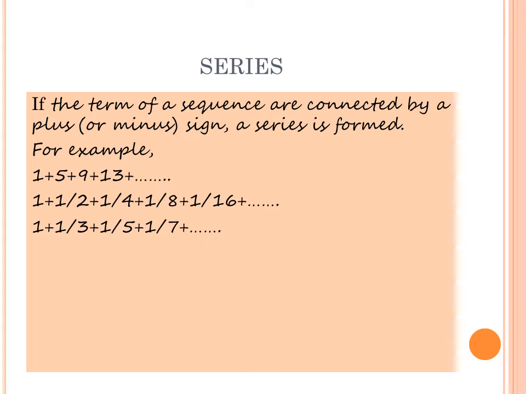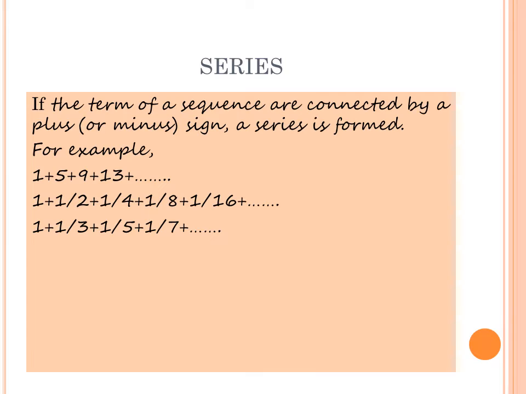If the terms of a sequence are connected by a plus or minus sign, a series is formed. That means in progression, as I just told you, if you have a sequence with a definite rule, it is called a progression, and if the same sequence is connected by a plus sign or a minus sign, then we call it a series.